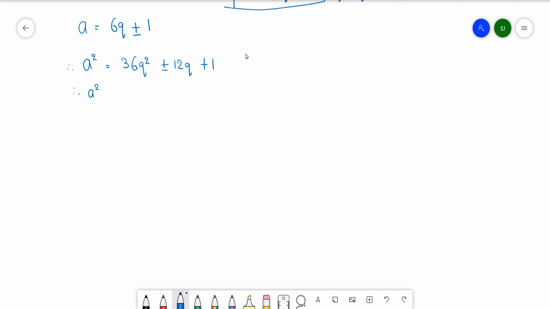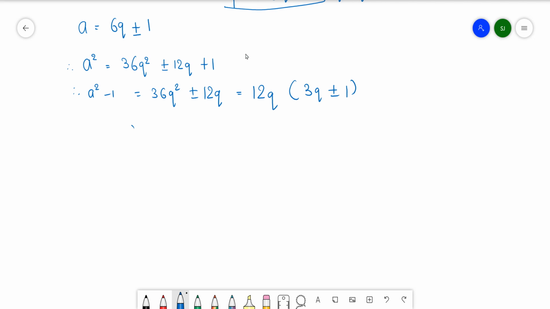So a square minus 1, this plus 1 goes to the other side. It becomes 36q square plus or minus 12q. From this, I think we can take 12q common, right? So I just take 12q common. We get 3q plus or minus 1.